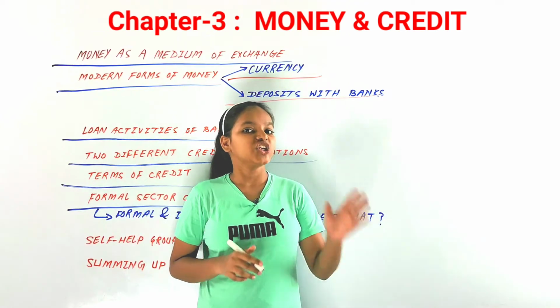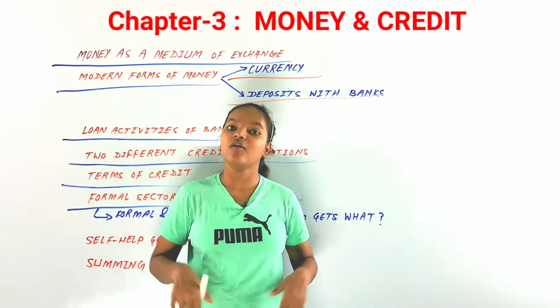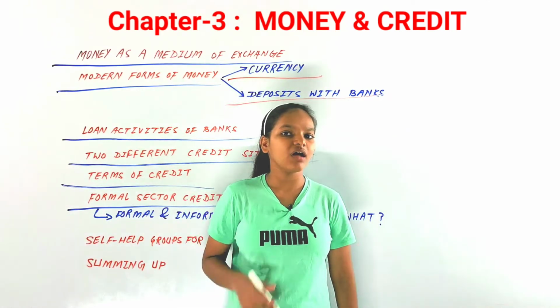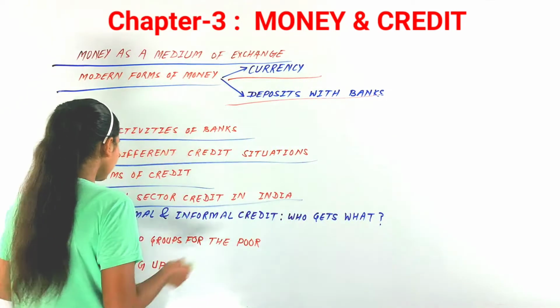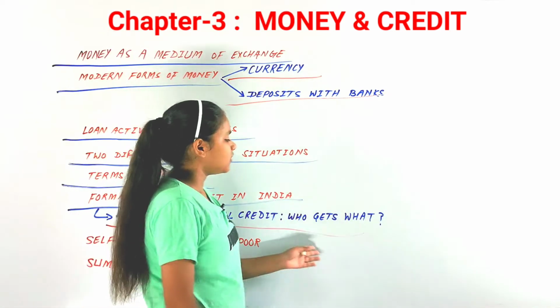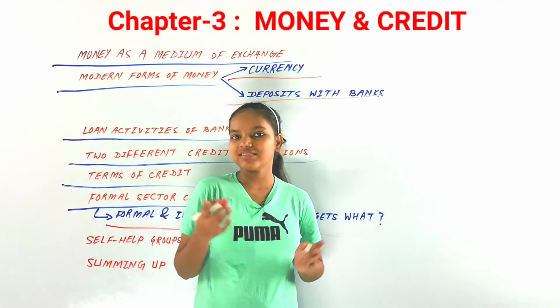That is why cheap and affordable credit is very, very essential for the country's development. After that, we have the subtopic that is formal and informal credit. Who gets what? So formal and informal credit, who gets what?